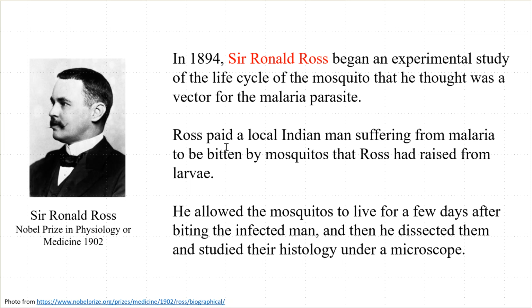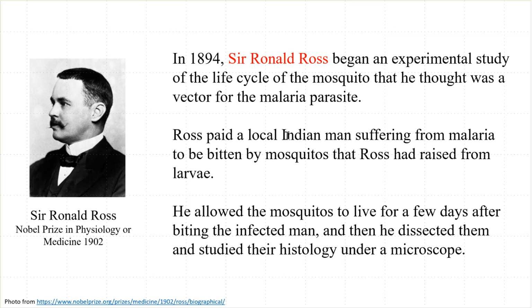What he did was he paid a local man in India, because he was stationed as a doctor in the British Army during the Raj period in India, and malaria is very prevalent in India. So what he did was he raised mosquito larvae from eggs and then allowed them to emerge in the lab so he knew that those mosquitoes were not infected with the malaria parasite. Then he took them in a jar and put them on a local Indian man that he paid for every mosquito the man would let bite him in his jar.